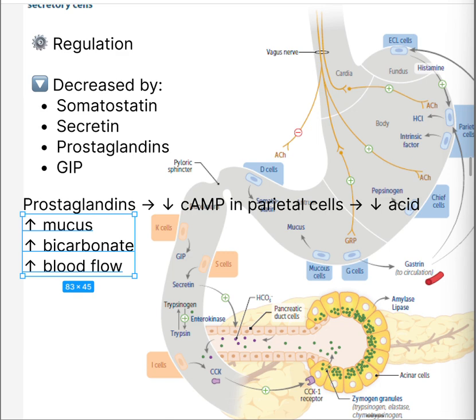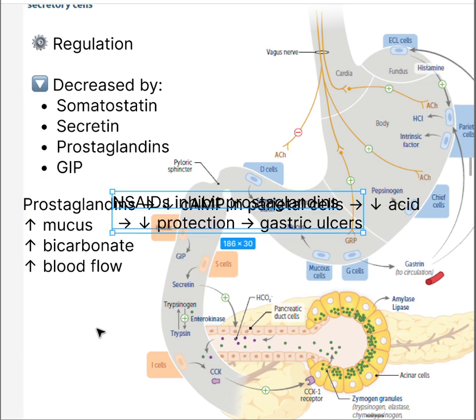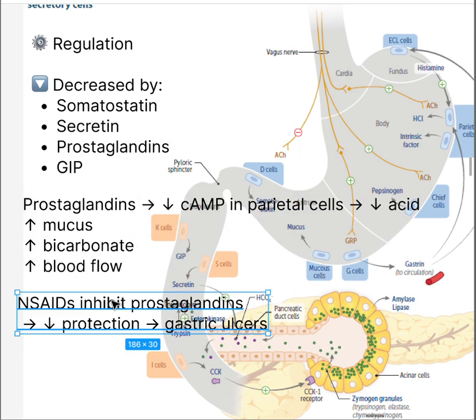Now, what you've seen is that NSAIDs cause gastric ulcers. How do NSAIDs cause gastric ulcers? NSAIDs inhibit prostaglandins. They decrease this protective effect and they cause gastric ulcers.